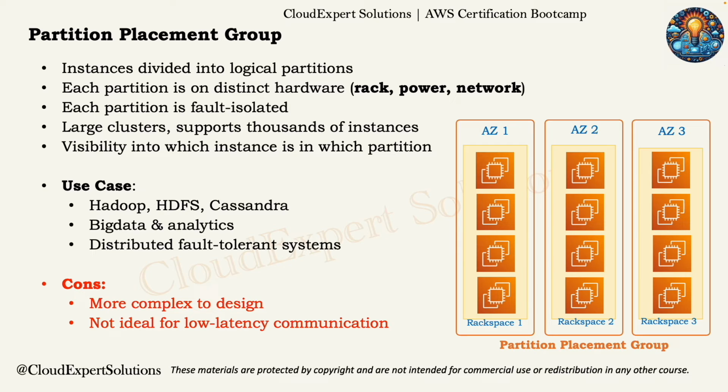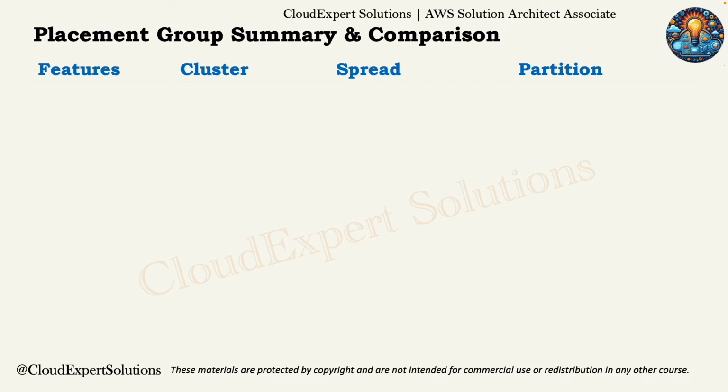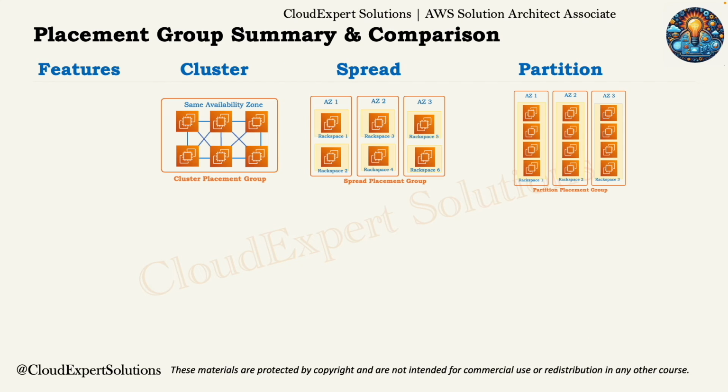Then you cannot choose placement partition group. Here is a quick comparison between the placement groups. This is the diagrammatic representation of every placement group. Now in terms of network performance, cluster will provide highest network performance, spread will provide moderate, whereas partition placement group will provide a balance between the two.